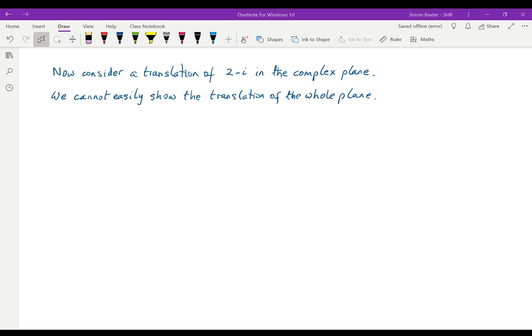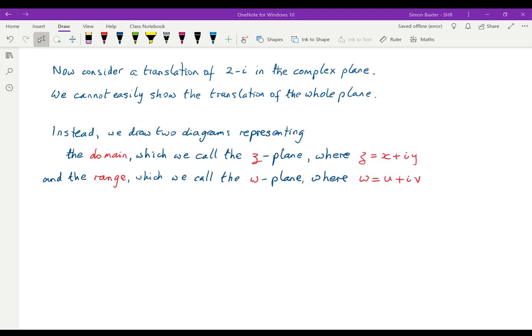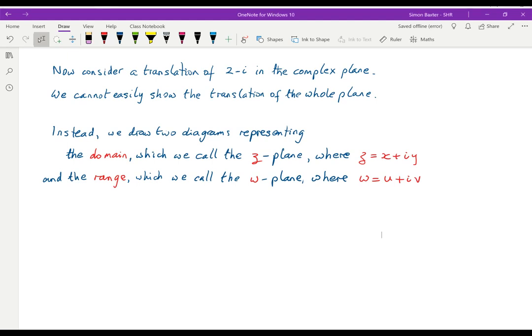Instead of trying to do anything that complicated, we draw 2 diagrams. One, a complex number plane representing the domain. We call this the z-plane, and we have z is x plus iy. And the second diagram, the range, which we call the w-plane, and in this case we have w equals u plus iv.